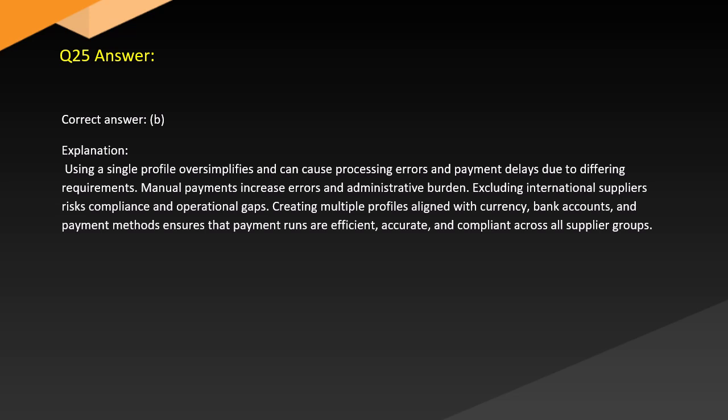Answer. Correct answer. B. Explanation. Using a single profile oversimplifies and can cause processing errors and payment delays due to differing requirements. Manual payments increase errors and administrative burden. Excluding international suppliers risks compliance and operational gaps. Creating multiple profiles aligned with currency, bank accounts, and payment methods ensures that payment runs are efficient, accurate, and compliant across all subgroups.